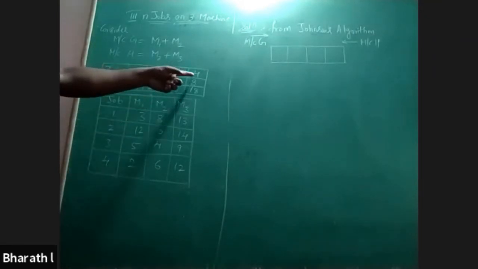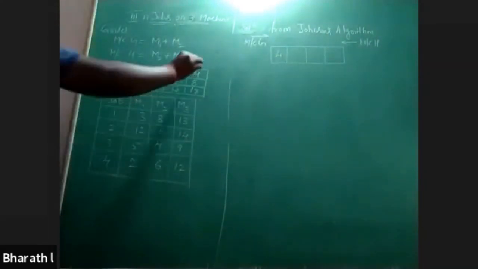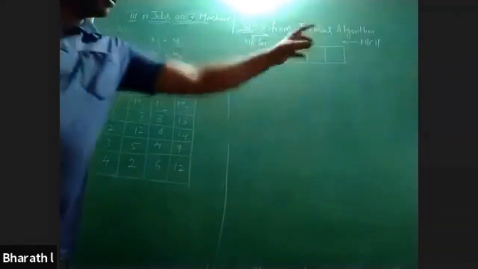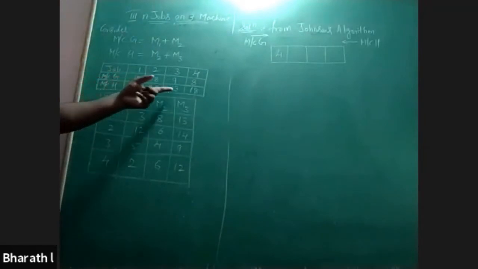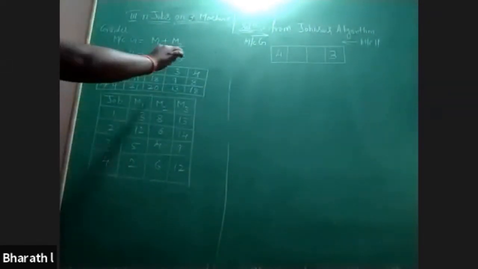For job 4, we are having the least time. That is 4. Here you have to write 4. Then next you have to cancel it. Then next we have to check with respect to machine H. For machine H, you have 21, 20, 30. The least is 13. The expected job is 3. Here you have to write 3. Then next you need to cancel.